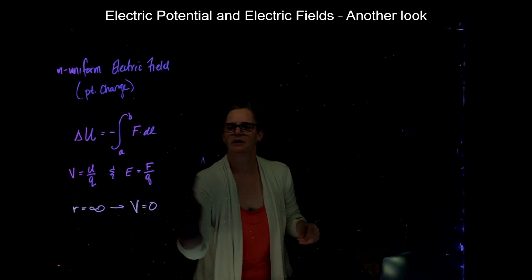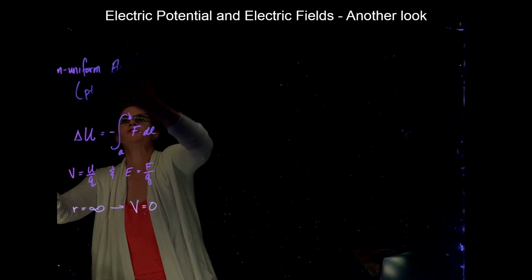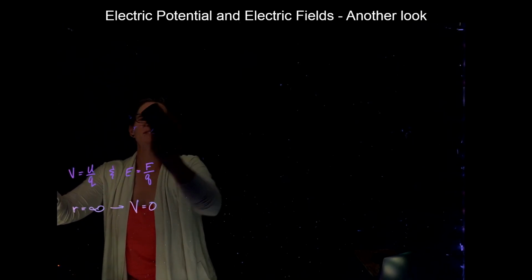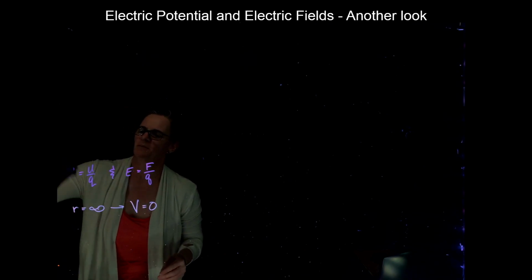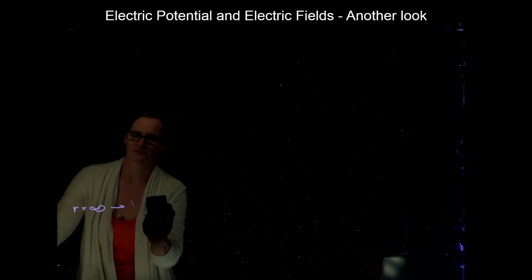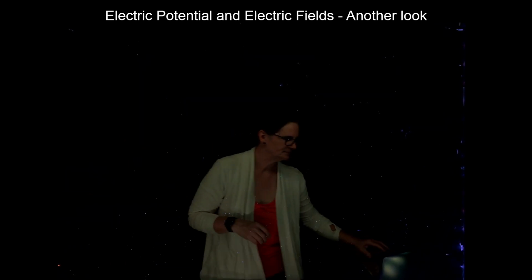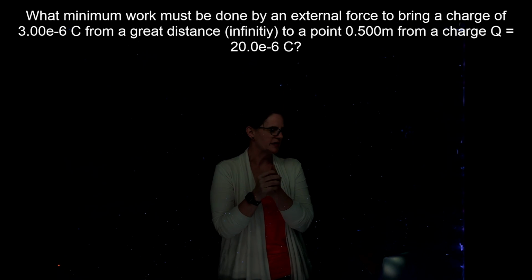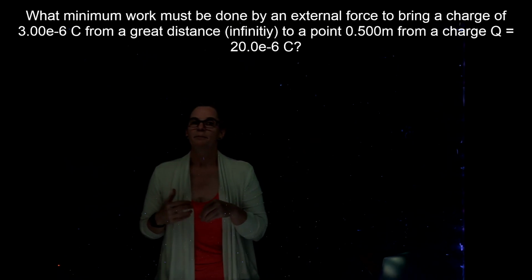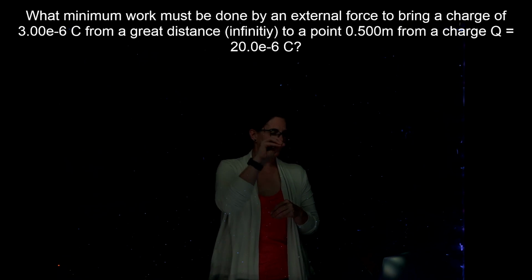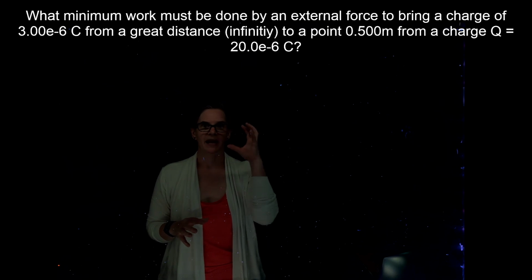All right, so I'm going to look at another problem, just an example of a point charge and determining the electric potential using the relationship between electric field and electric potential for a point charge. So let's pop that question up. What minimum work must be done by an external force to bring a charge of 3 microcoulombs, so 3 times 10 to the minus 6 coulombs, from really, really far away into a point that's only half a meter from a charge that's stationary?